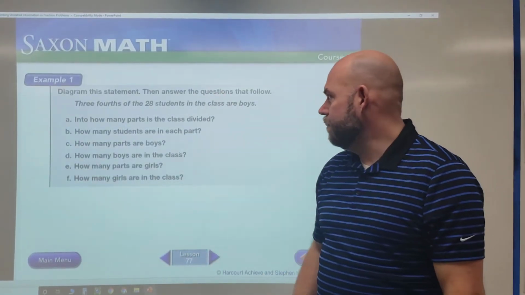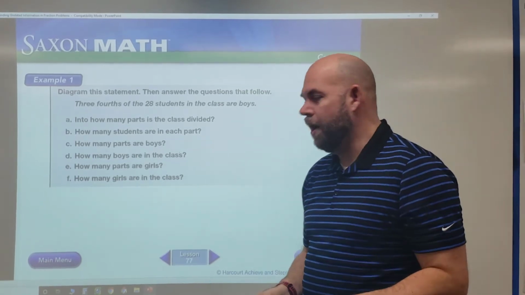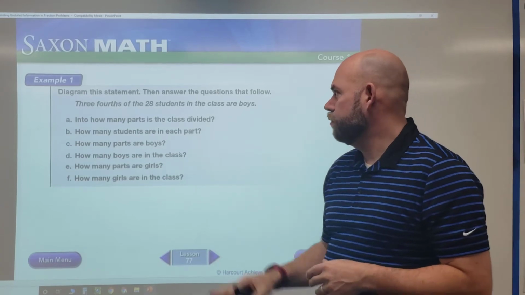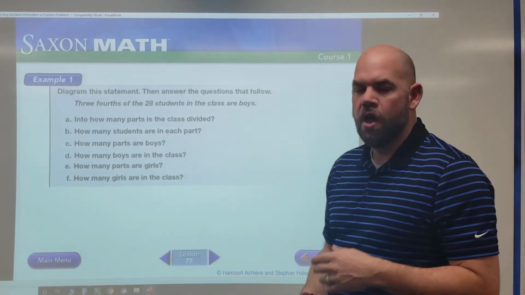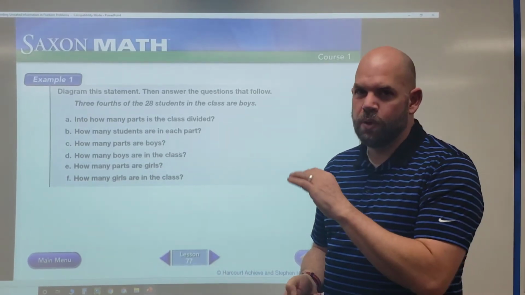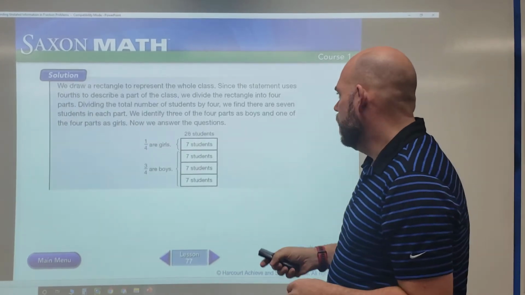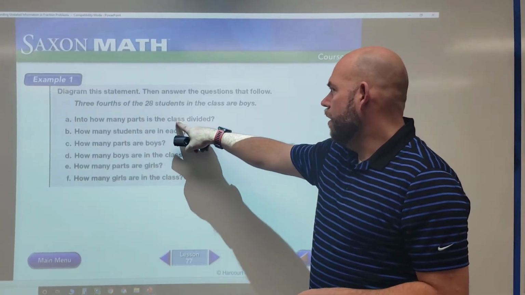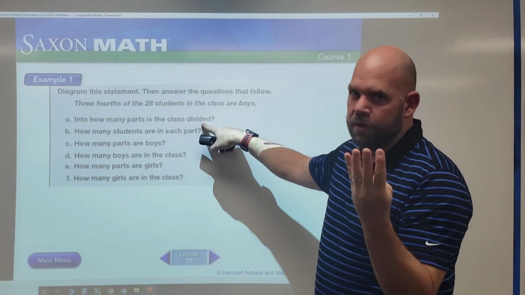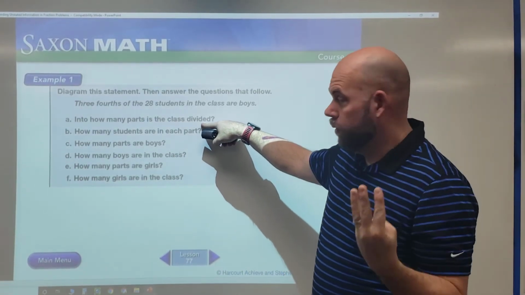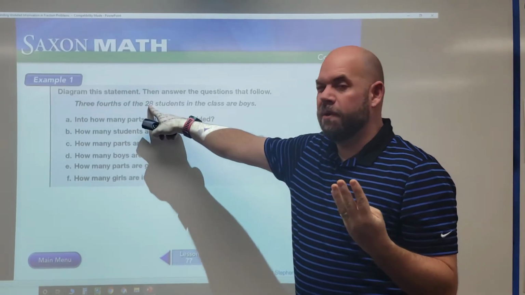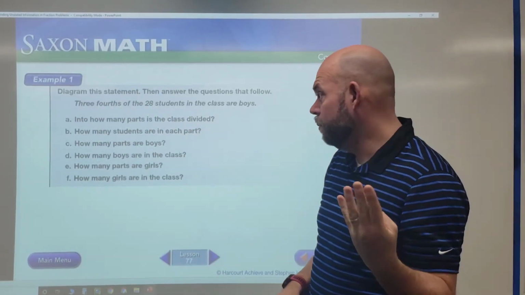So if we diagram this statement, we can draw this out, and we'll do that here on the next slide. Then we can answer the question. 3/4 of the 28 students are boys. So let's make a picture that shows where all the students are. So we're going to take this, and this is what we're going to look for. How many parts is the class divided? Well, we already know 4 parts because it's 3/4. How many students are in each part? Well, if we divide 28 by 4, we know 7 will be in each part.